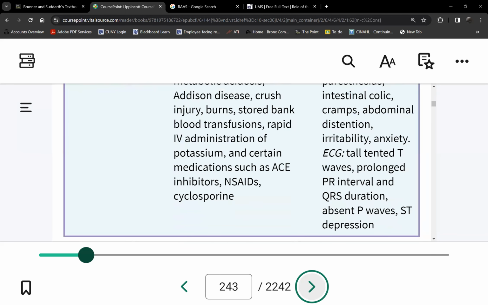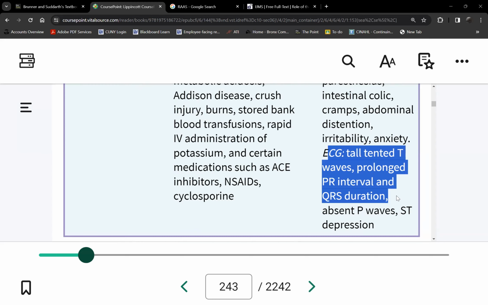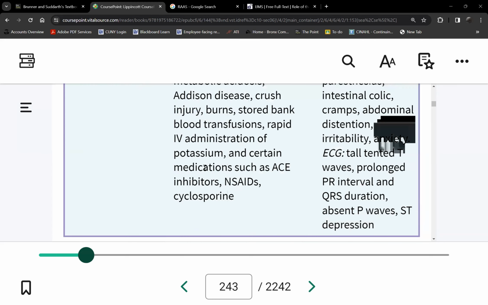For now, I won't test you on the ECGs. But for exam 3, I can, because we will have finished module 8, which is the arrhythmias, by then. So that's for exam 3.